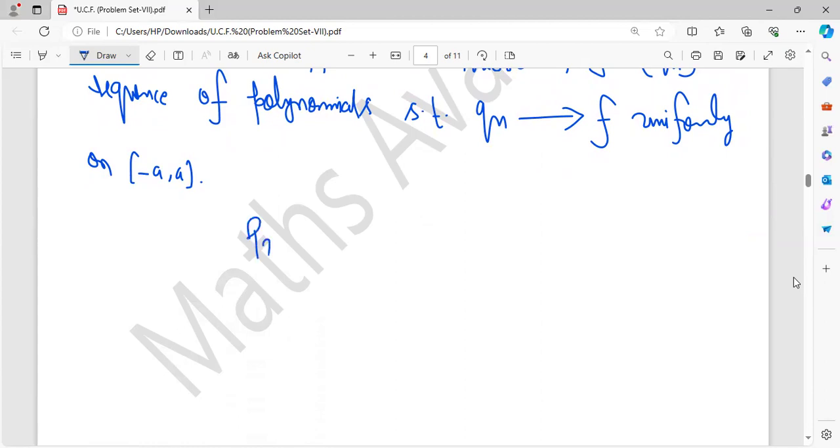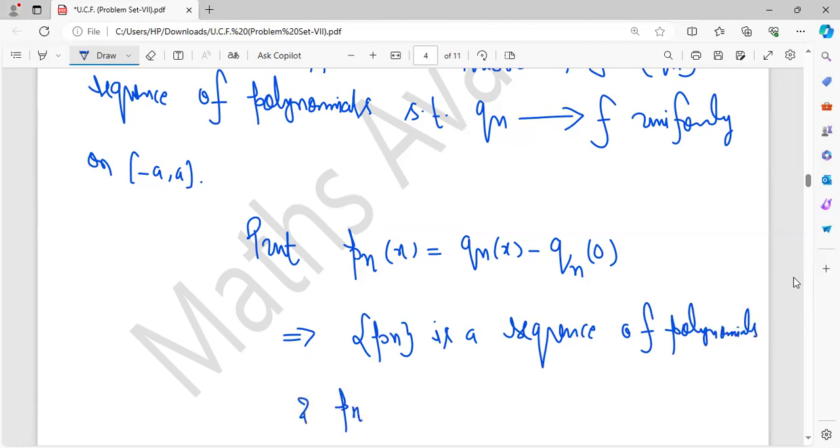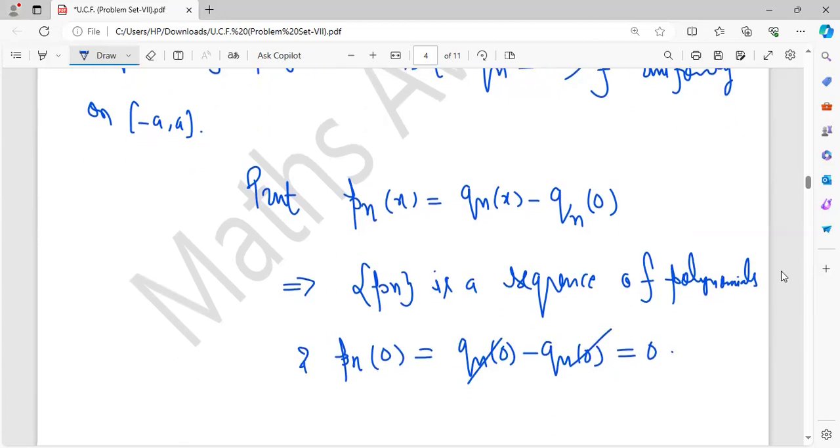So put Pn(x) is equal to Qn(x) minus Qn(0). Because Qn(x) is a polynomial and this is a constant, this implies Pn(x) is a sequence of polynomials. And what is Pn at 0? Pn(0) is Qn(0) minus Qn(0). It will be cancelled out and it is 0. It means Pn at 0 is 0.